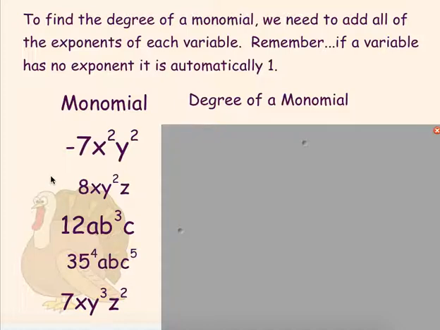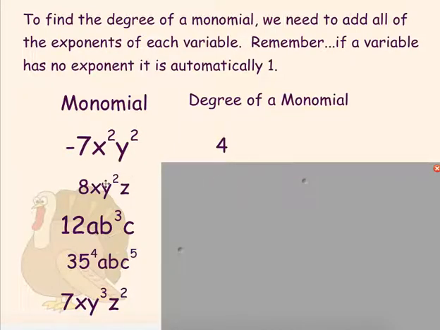Now, we need to decide what is the degree of a monomial. When we find the degree of the monomial, we need to add up all of the exponents of each variable. The coefficients don't matter, okay? We don't add those into the degree. So in this case, we look at the variables and say this is x squared and y squared, so we're going to add together 2 and 2 to get a degree of 4.